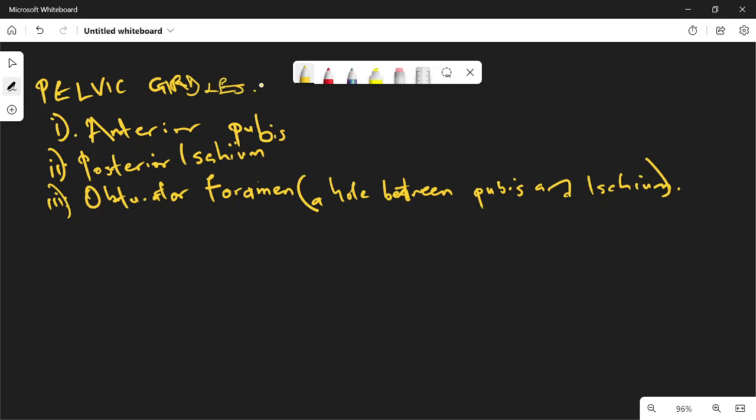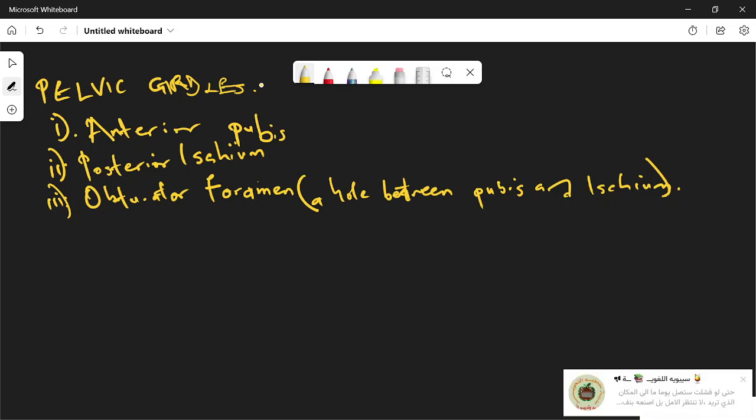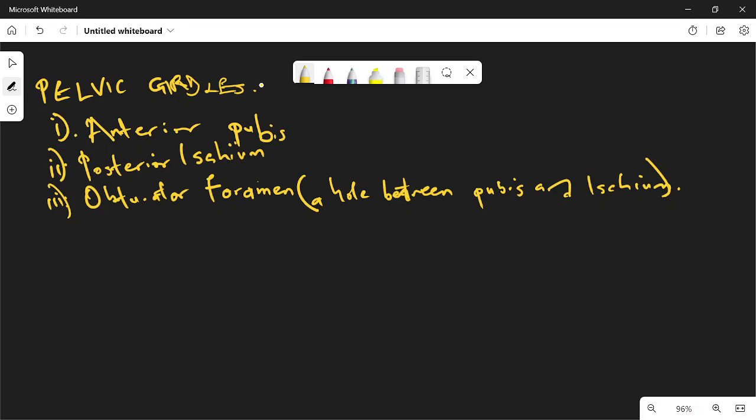So the bones are the obturator foramen, which is a hole between the pubis and the ischium, the anterior pubis and the posterior ischium. It is through the obturator foramen that nerves, blood vessels, and muscles pass. And between the left and the right halves of the girdle is a joint called the pubic symphysis.